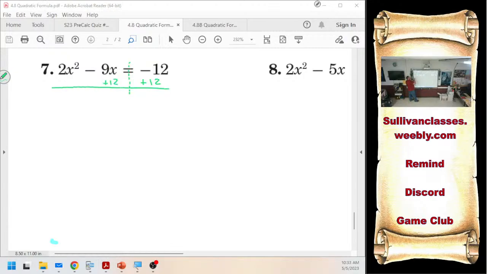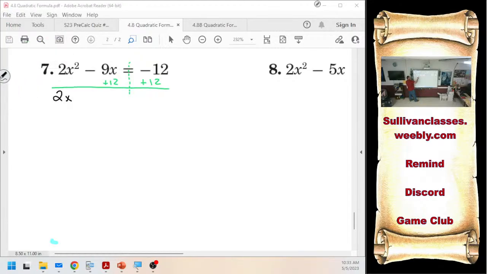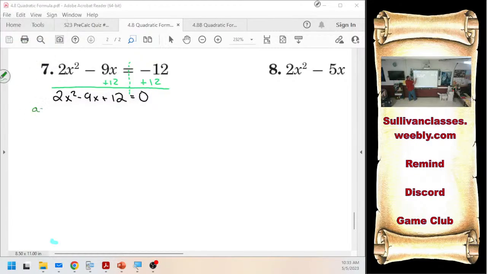It doesn't look the way I want it to, so I have to make it look the way I want it to. I'm going to say 2x squared minus 9x plus 12. What's next? Tell me what A, B, and C are.